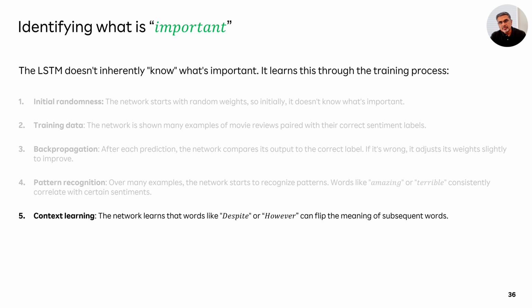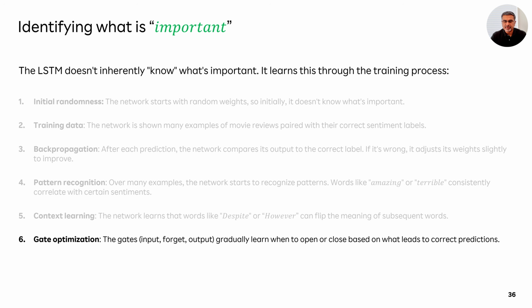It also understands that there are certain words that can flip the meaning of subsequent words. For example, if it sees something like despite or however, it starts to learn that these words flip the meaning of what appeared before. And then we have these gates, the input, the forget and the output, which the LSTM learns when to open and when to close, and how much to open and how much to close, based on how its predictions compare to the ground truth value in the training data set.